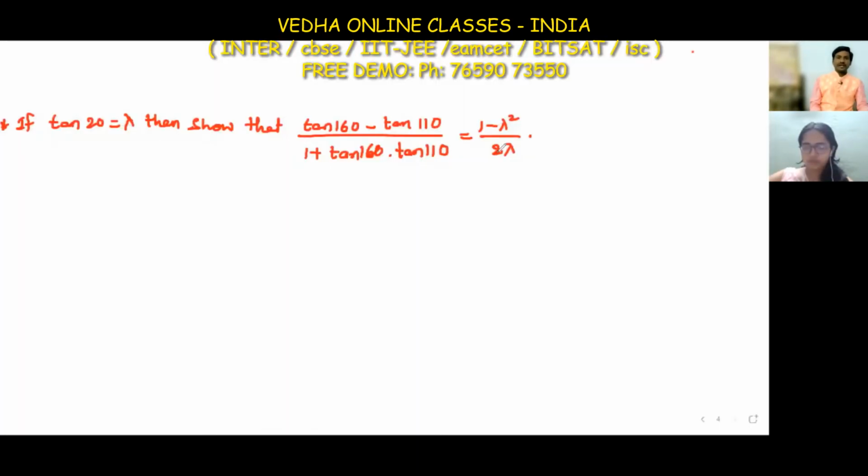If tan 20 is equal to lambda, then show that (tan 160 minus tan 110) divided by (1 plus tan 160 into tan 110) is equal to (1 minus lambda square) divided by 2 lambda. So what is given in this?